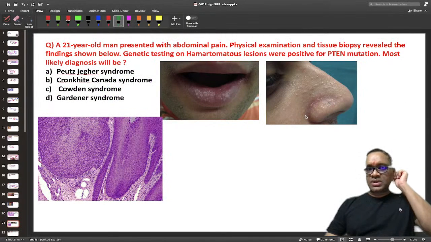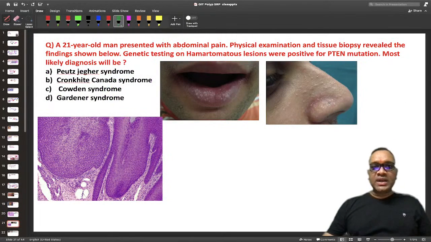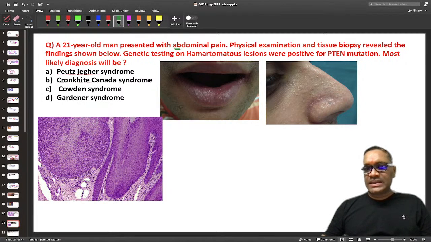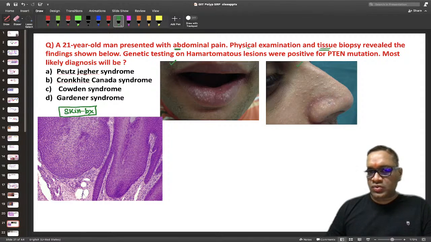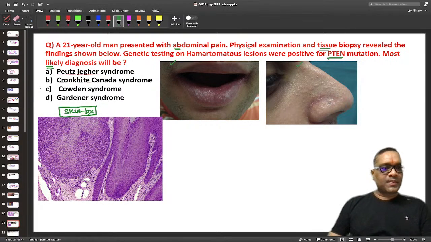Now look at this question. A 21-year-old man presented with abdominal pain. Physical examination and tissue biopsy revealed the finding below. This tissue biopsy, I will tell you, is the skin biopsy. I did not write it there, but the examiner will be giving it like this. Genetic testing showed hamartomatous lesions and they were positive for PTEN mutation. Most likely diagnosis will be?